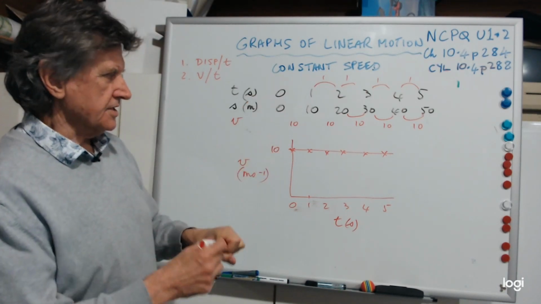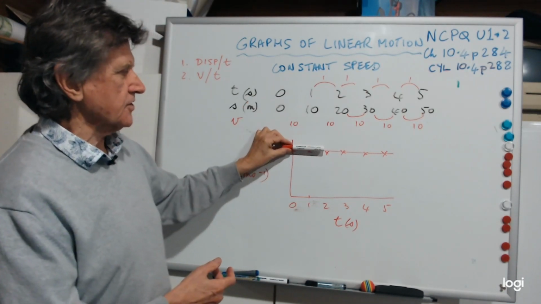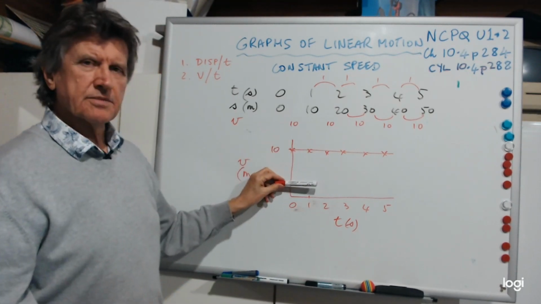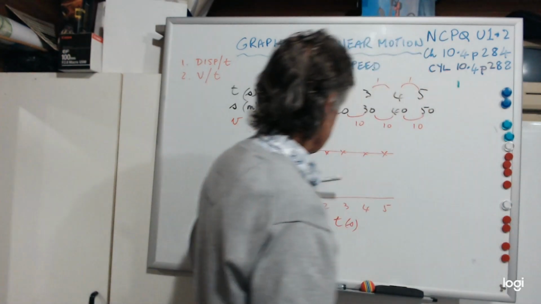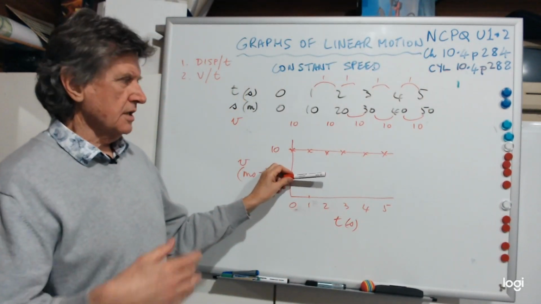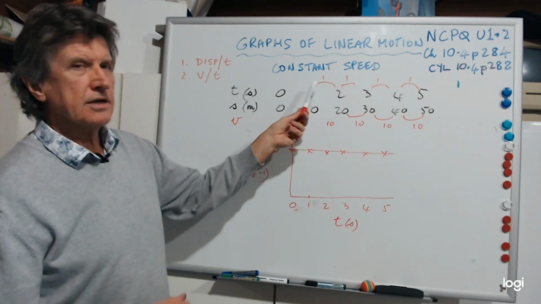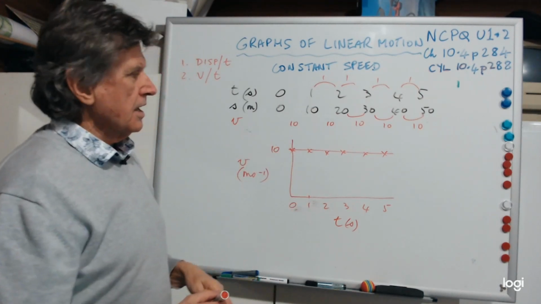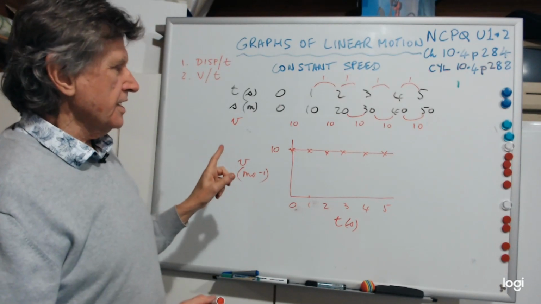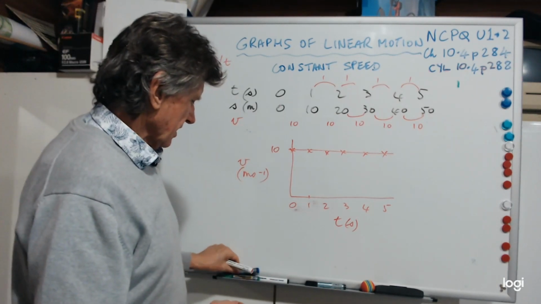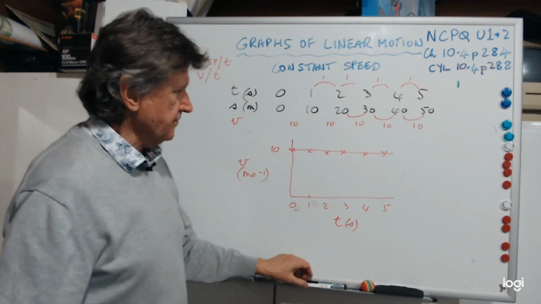Now, if it's a fast constant speed, like 10 metres per second, it's there. If it's only 1 metre per second, like this, it'd be down here. But it has to be a constant motion, covering the same distance every same unit of time. Now, what we can say about this, there's two things. See if you can get this.